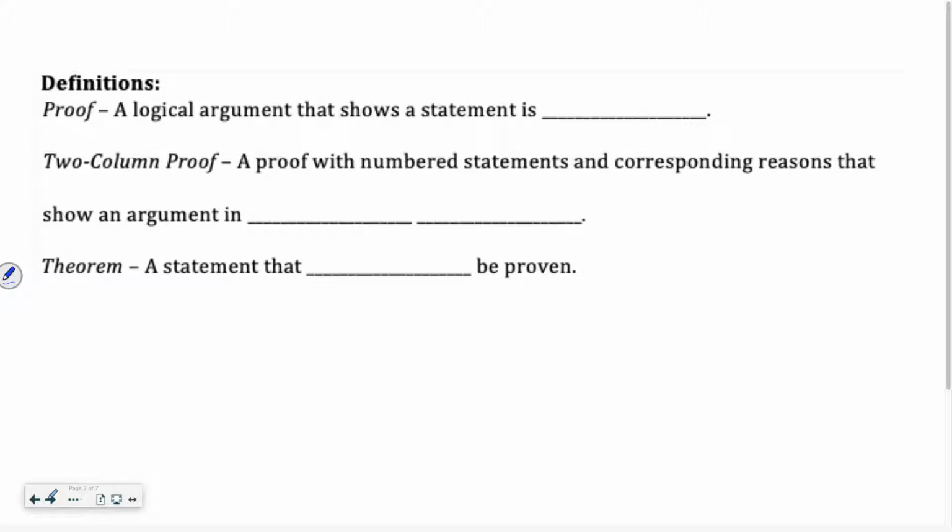Some definitions. A proof is a logical argument that shows a statement is true. Okay, we're not going to say it's true just because. We're going to give a reason why it is true. A two-column proof is numbered statements, and there are corresponding reasons that show an argument in logical order. And then a theorem is a statement that can be proven.